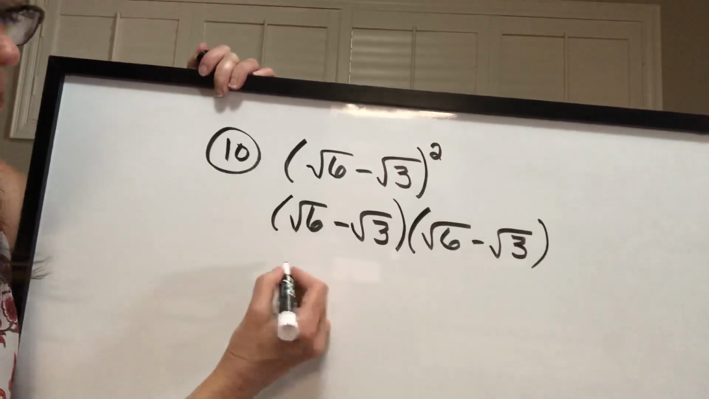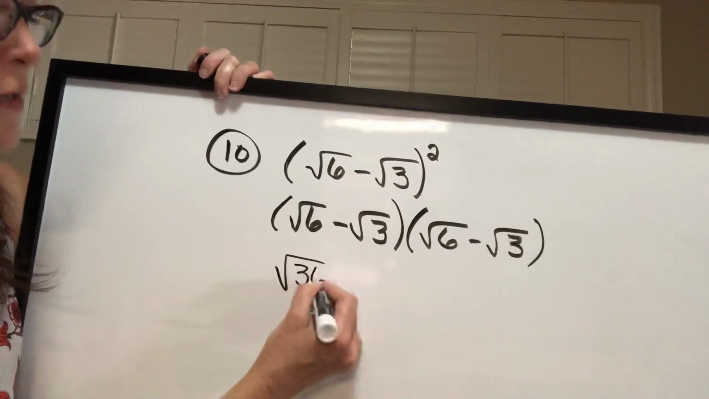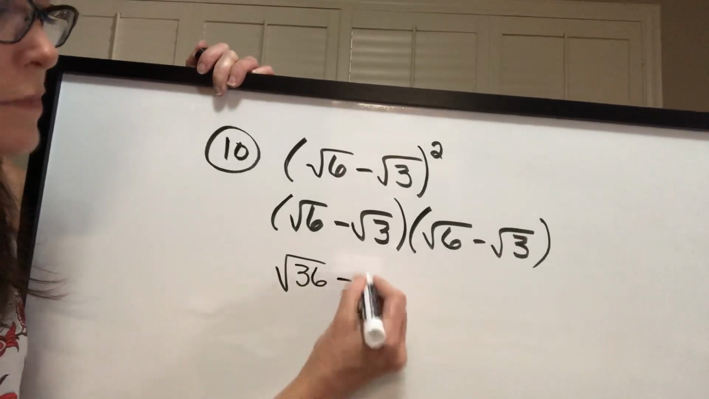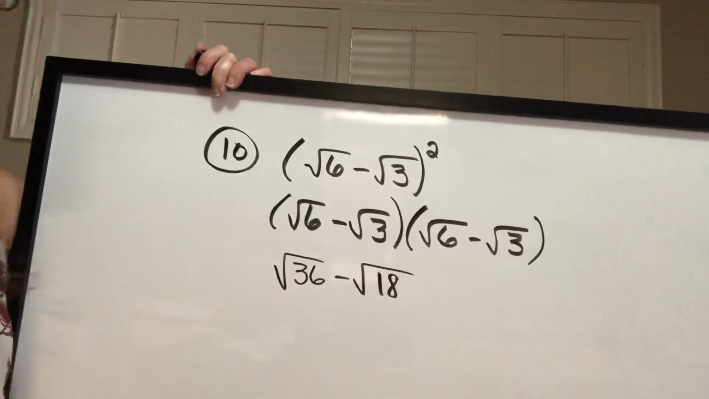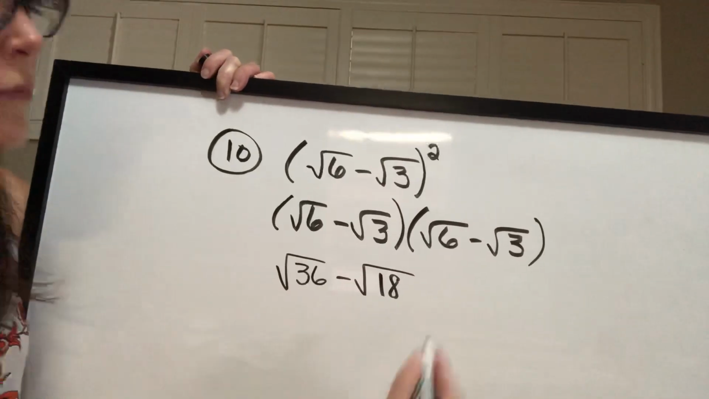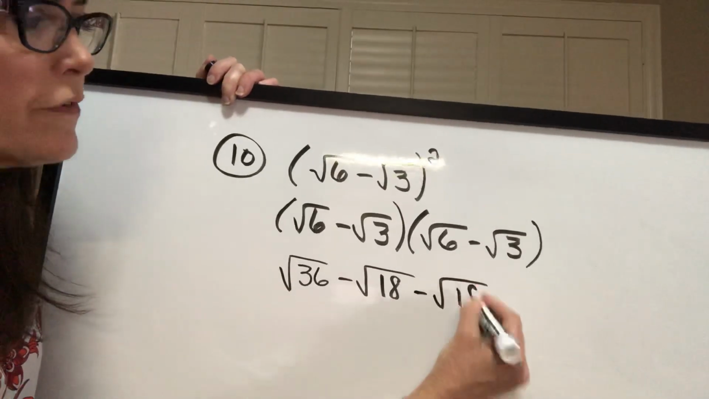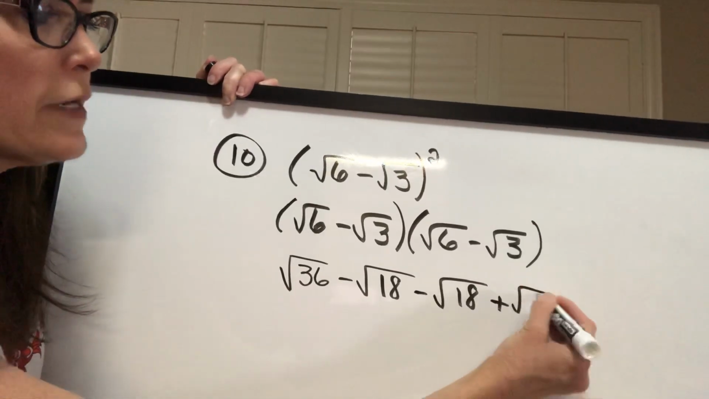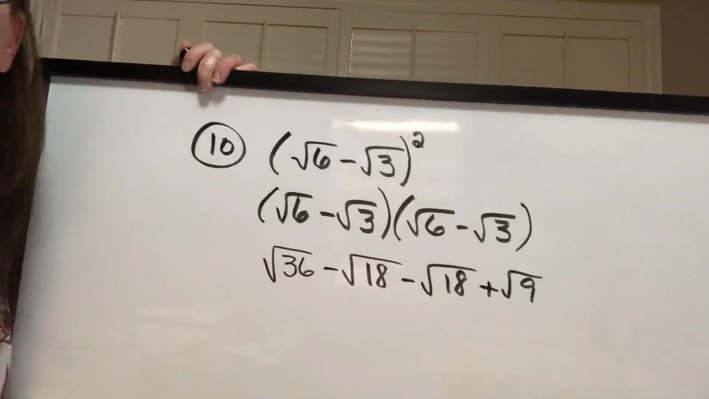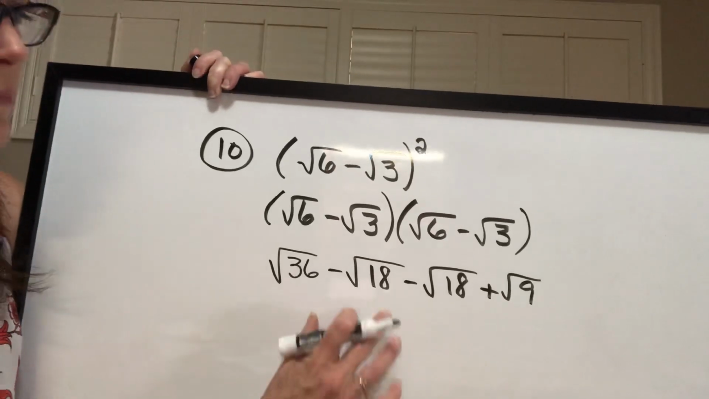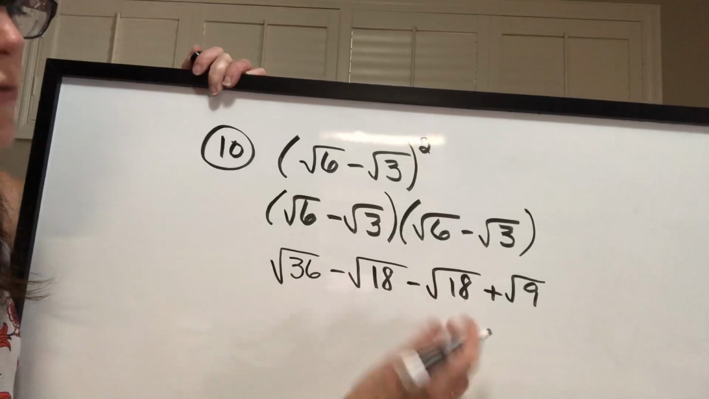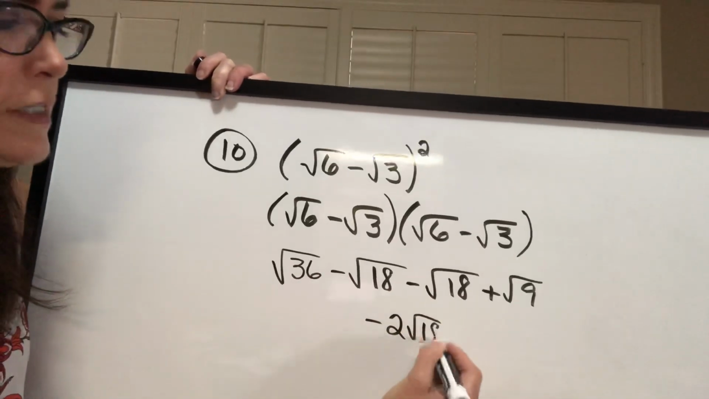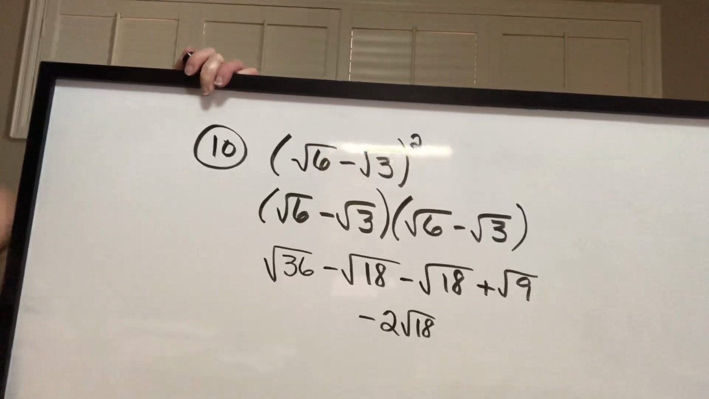So when you multiply the first, you would multiply 6 times 6, that would be 36. When you do the outside, you multiply 6 times 3, so that would be negative square root of 18. Same thing would happen in the middle, you would get negative square root of 18. And when you do the last part, you would get positive square root of 9. Okay, so in the middle, the negative square root of 18 and the negative square root of 18 would combine to make negative 2 square root of 18.